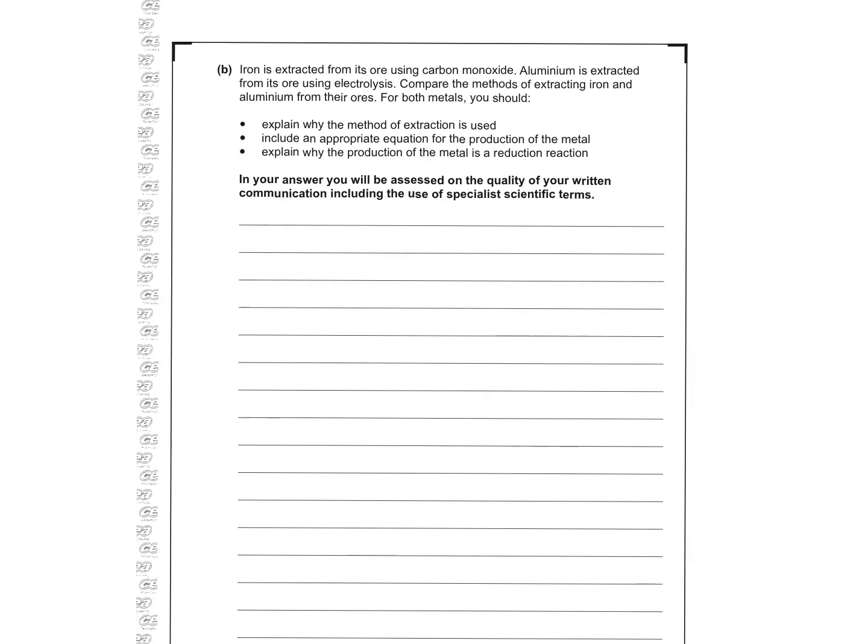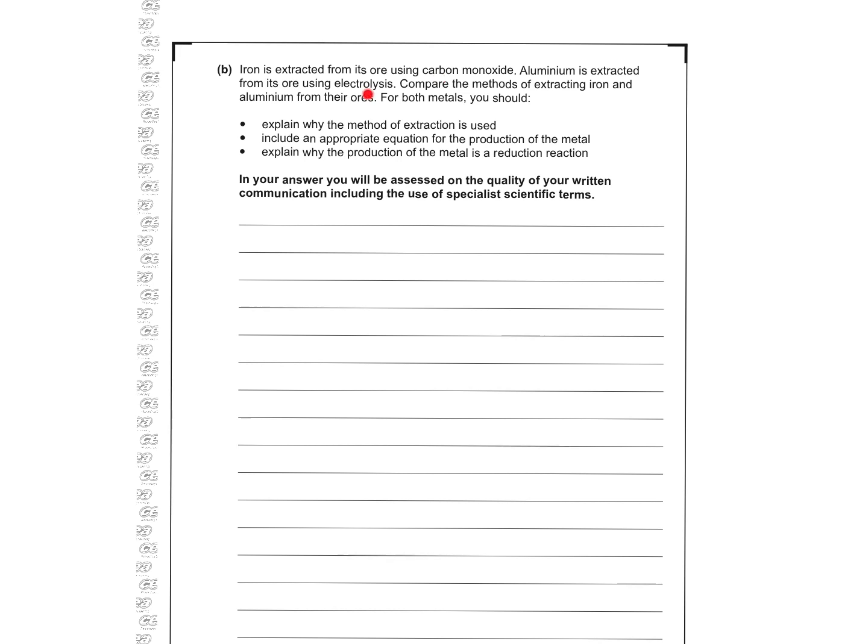Now in this question we'll have to look at the differences between the extraction of iron and aluminium from the ore. So pay careful attention to these bullet points. You've got to make sure that you answer these. So why is the method of extraction used? We're extracting iron, and that's extracted using the carbon monoxide. And aluminium is extracted using electrolysis.